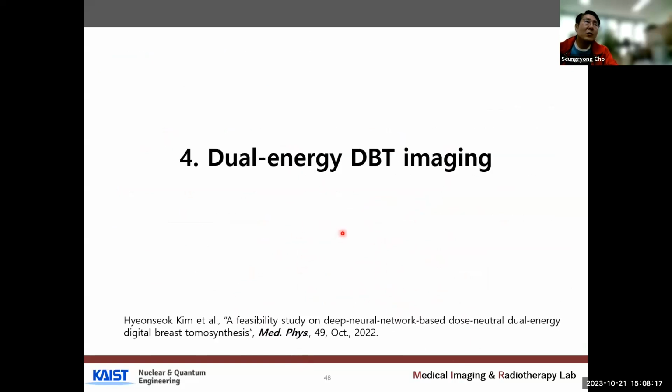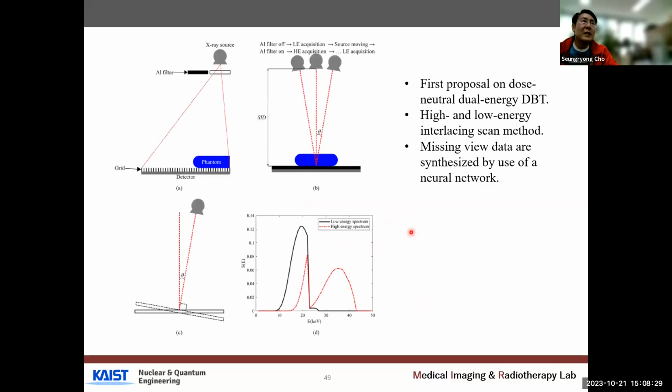So what we wanted to do in this project was, can we get the material decomposed images from a DBT scan? Of course, then you have to have dual energy imaging, right? So at the same dose condition, I mean, at the neutral dose condition, you don't want to put more dose to acquire high and low energy information. So what we have proposed is, in a conventional scanning mode, we simply change the tube voltage, once high and the neighboring one low, high and low, high and low. Okay, so in this interlacing scanning mode, you can get pretty much the same dose as the conventional DBT.